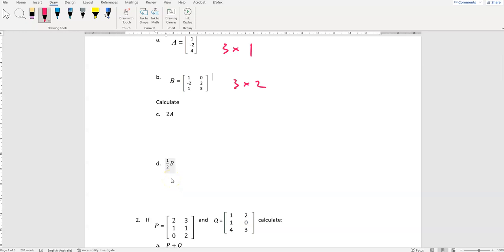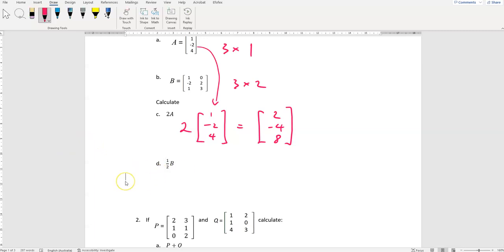Moving on. Calculate 2A. So 2A means you've got 2 lots of everything inside this matrix here. So everything inside this matrix, that's A, right? That's where this A came from. And so 2 of everything inside is going to be 2 times 1 is 2, 2 times negative 2 is negative 4, 2 times 4 is 8. Right? Give yourself a tick.